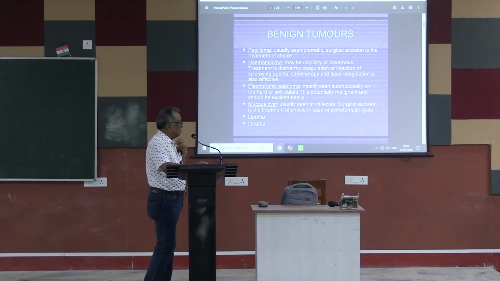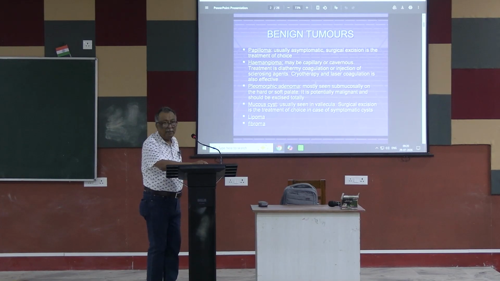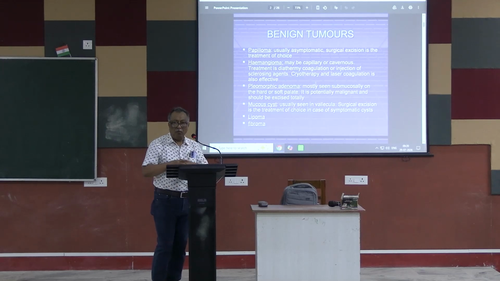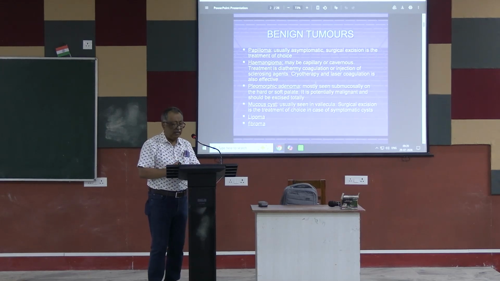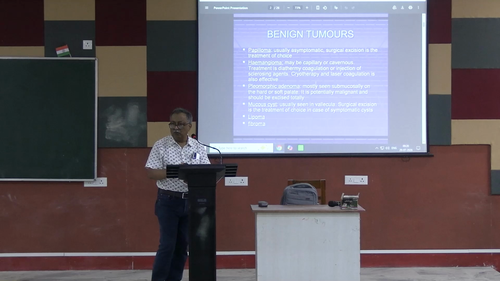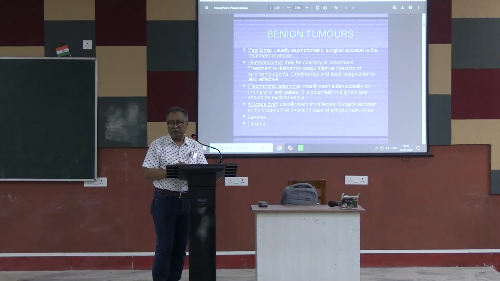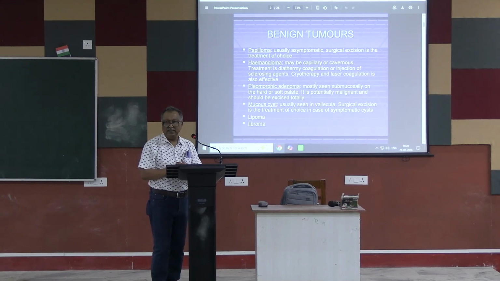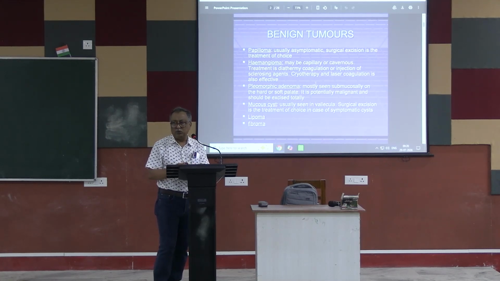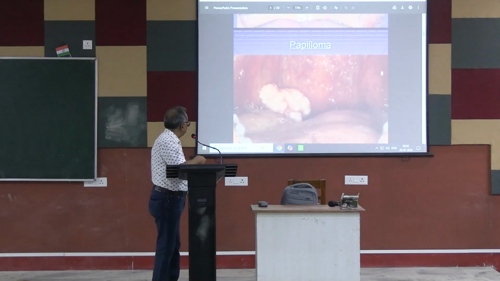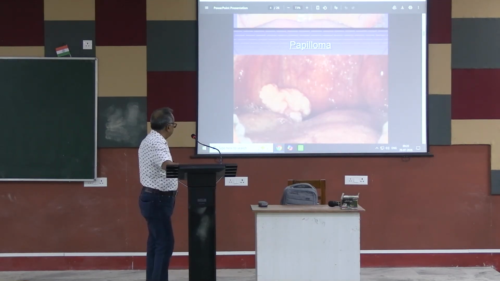These are the tumors of the oropharynx. First, the benign tumor, the papilloma. Papilloma may be sessile or pedunculated, and it is a benign tumor. Sometimes it is small enough, but it can produce symptoms. When it produces symptoms, like difficulty in swallowing or irritation of the throat, you can excise it out. This is the papilloma.